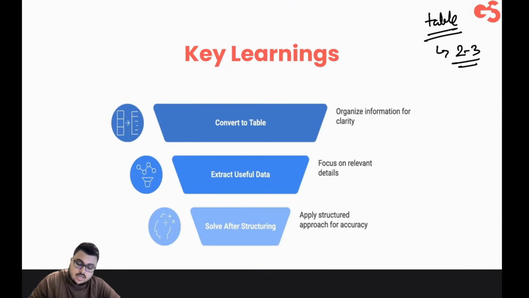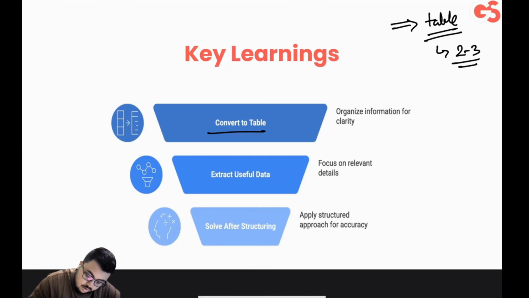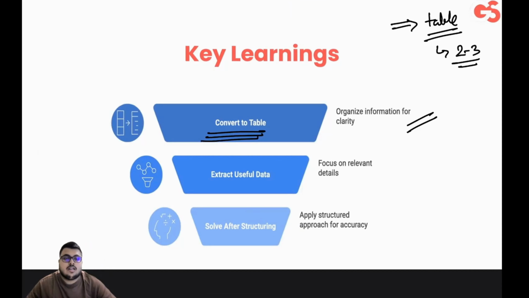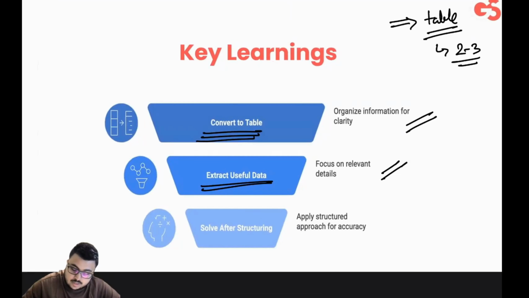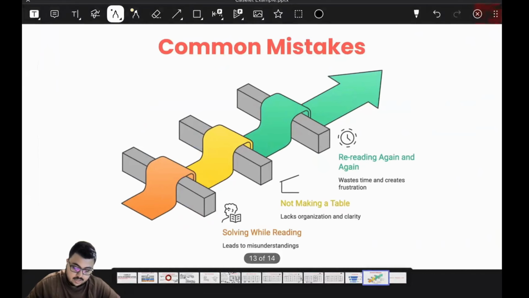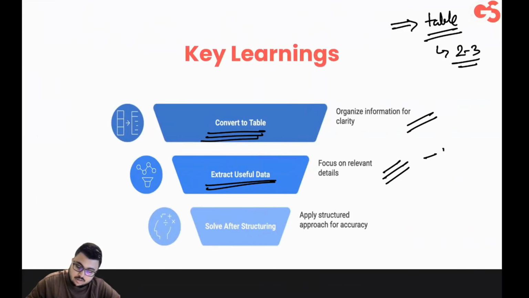So you can see that in a caselet, one of the most important things to do is to make the table. And if you look at the key learnings for today, you'll see that the most important thing to do is to convert the data present into a table. You need to organize information. It gives you clarity. It gives you an easier approach. You need to extract all the useful data that has been given and focus on all the relevant details. And you get the relevant details from looking at the questions.